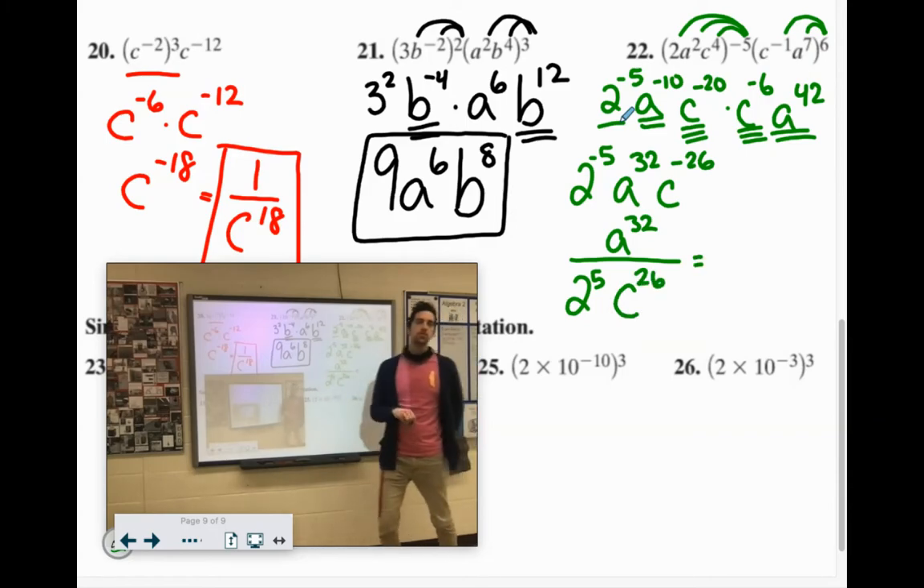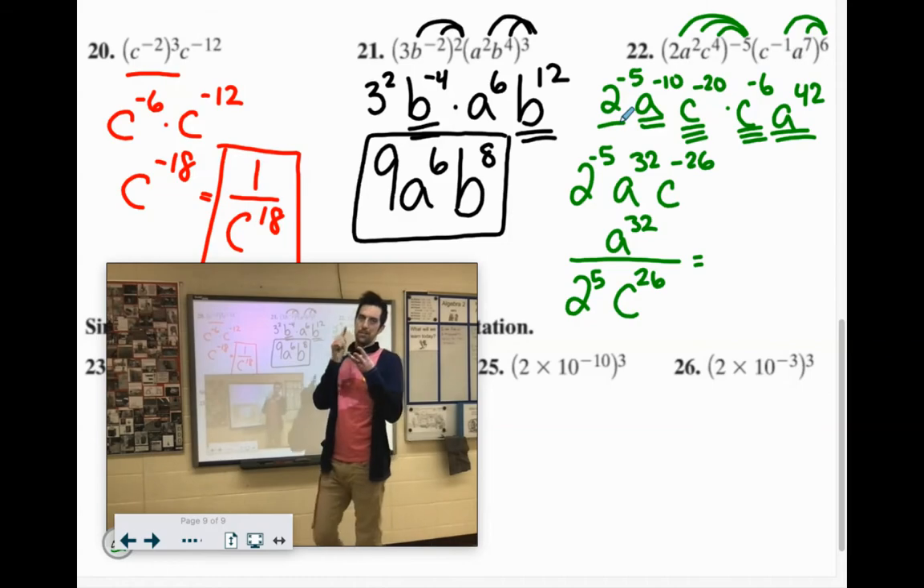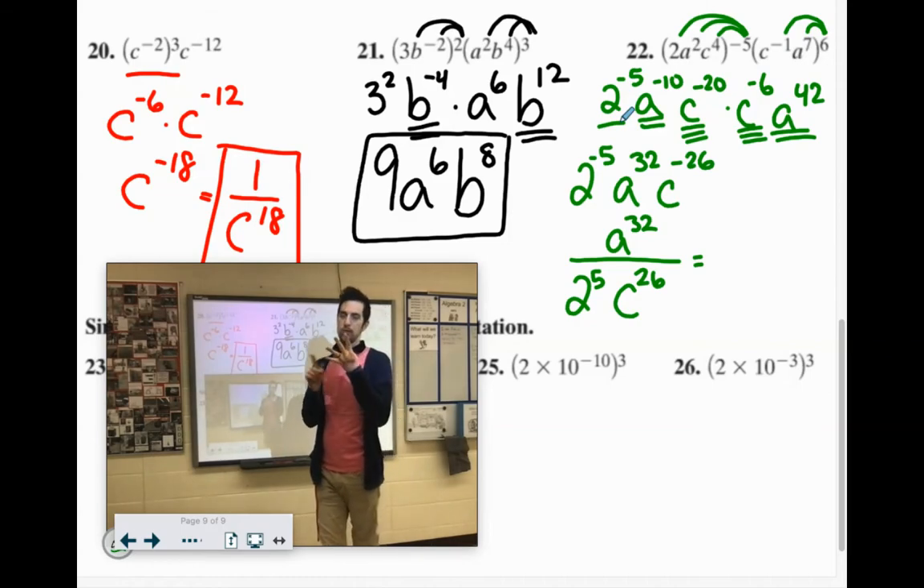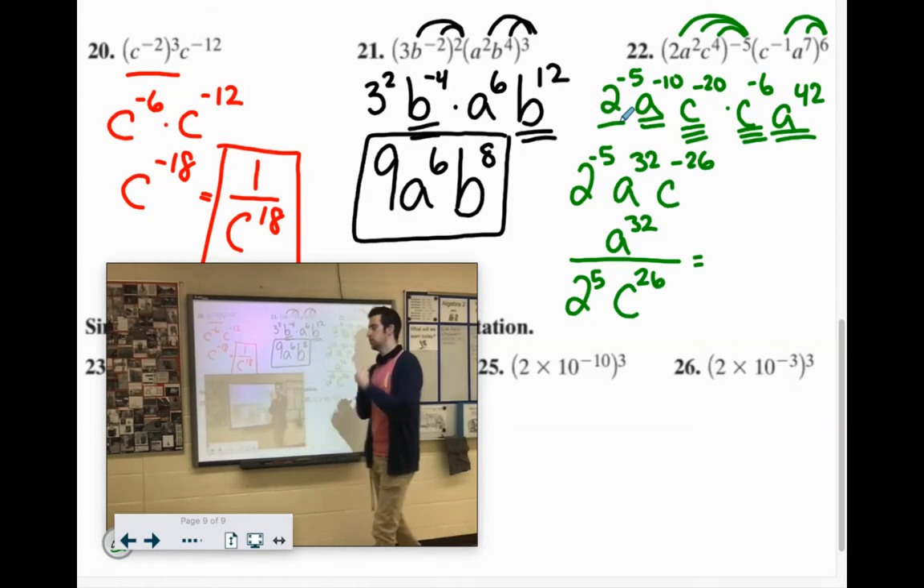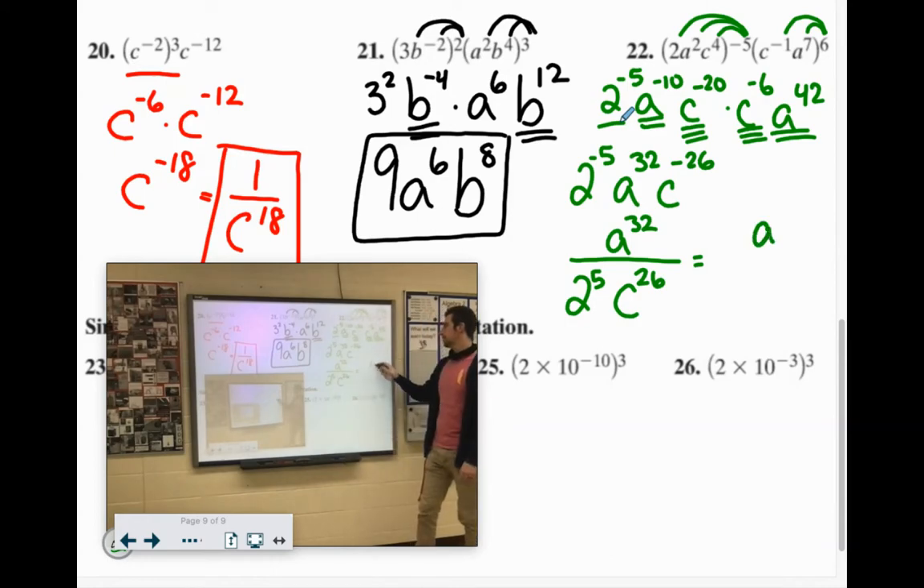Last thing we have to do is just 2 to the fifth. 2 squared is 4, times 2 is 8, times 2 is 16, times 2 is 32. So we have A to the 32nd in the numerator. Denominator, we have 32 C to the 26th.